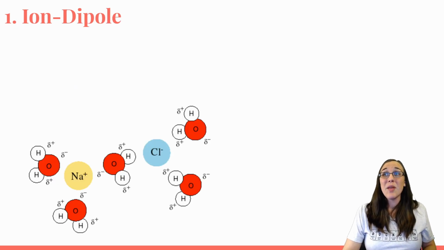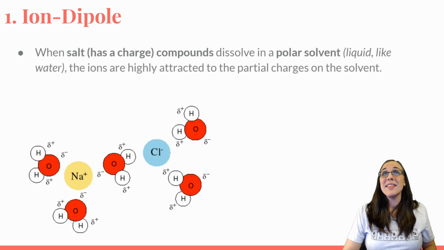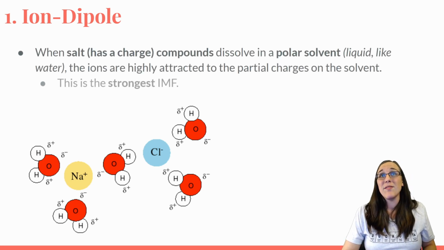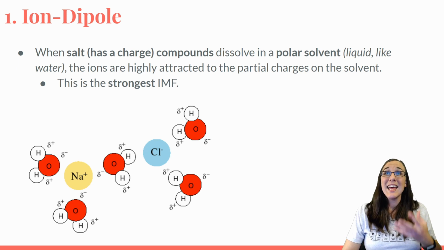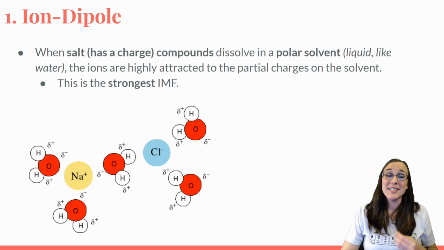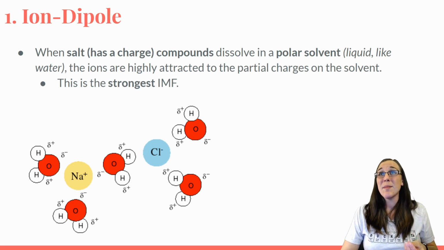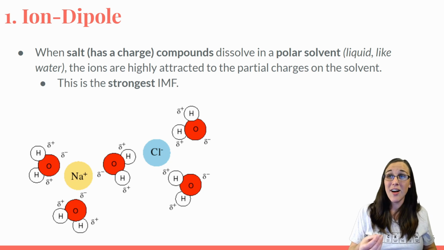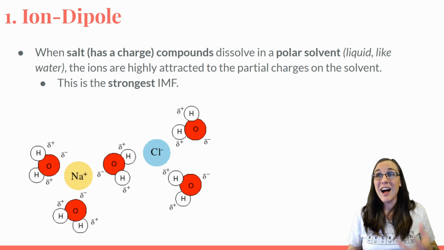Let's go over our 4 IMF types. The first being ion-dipole. This is the strongest IMF that we have present. This is when we have something that has a salt. Again, a salt is something that has charges on it. So that would be like your ions.